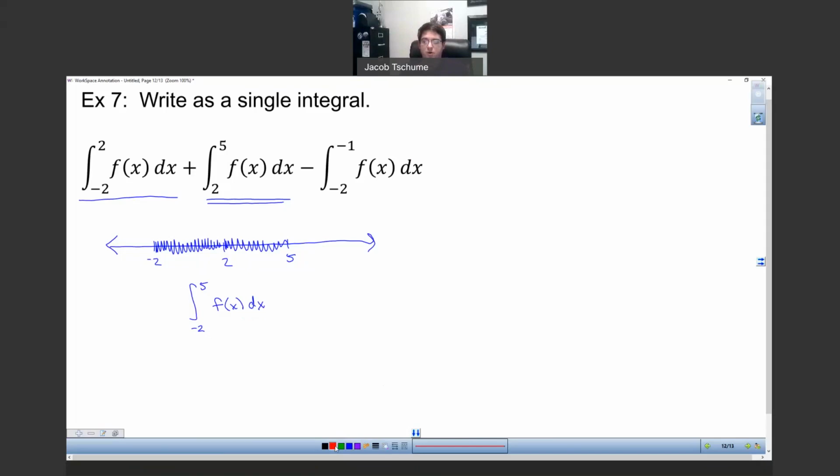Here's the extra part of property 5. What if you need to subtract off a piece? So what about the integral from -2 to -1? So let's say -1's right here. I want you to take this piece off. So we're going to omit that part of the integral, which means we don't want to go from -2 to 5 anymore. You now only want to go from -1 to 5 of the function.